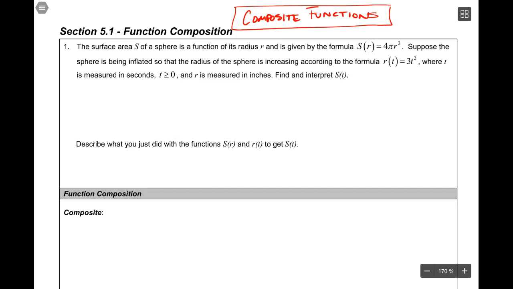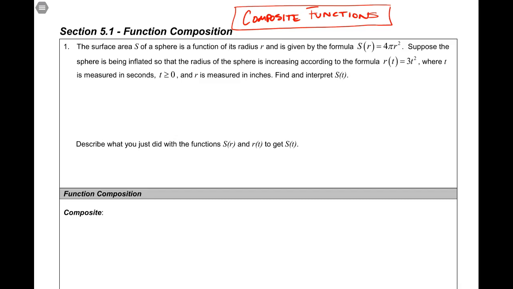And we'll start with an example. Example number 1 here says the surface area S of a sphere is a function of its radius r and is given by the formula S of r equals 4 pi r squared. Well, that's the formula for the surface area of a sphere, 4 times pi r squared. Suppose the sphere is being inflated so that the radius of the sphere is increasing according to the formula r of t equals 3 times t squared, where t is measured in seconds, t is greater than or equal to 0, and r is measured in inches. Find and interpret s of t.